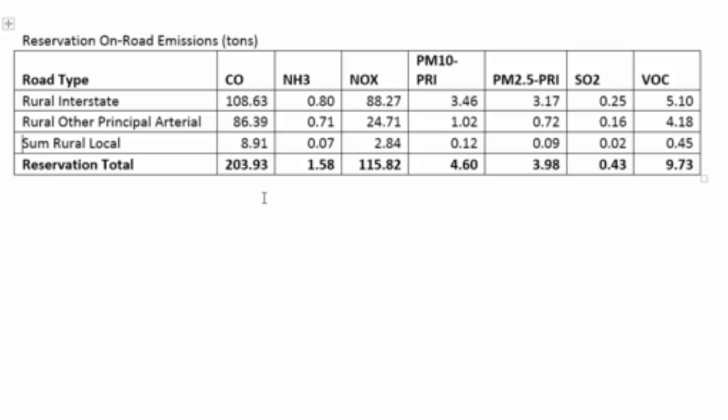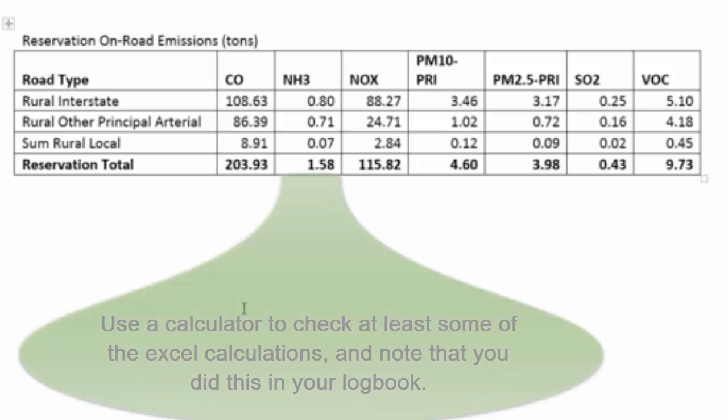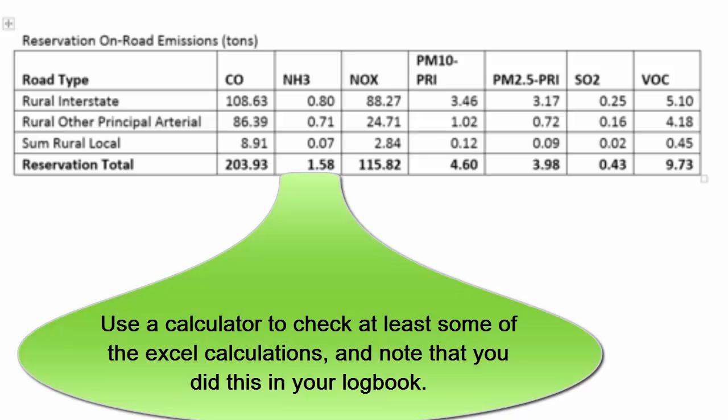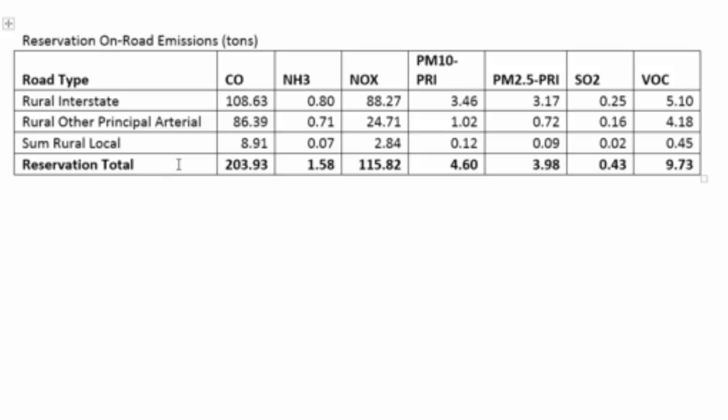And to check this, what I would recommend doing is get a calculator out from your desk drawer and type in these numbers and make sure that they equal the reservation total. And that's a good way to check formulas in Excel that you did them correctly, is just to get out a calculator and type in the numbers and see if they equal what you think they're supposed to equal and what's in the table.